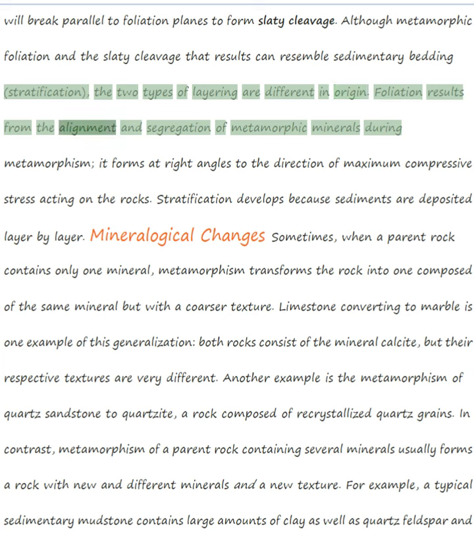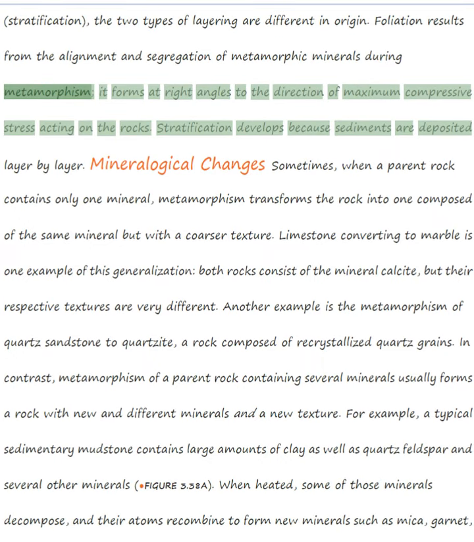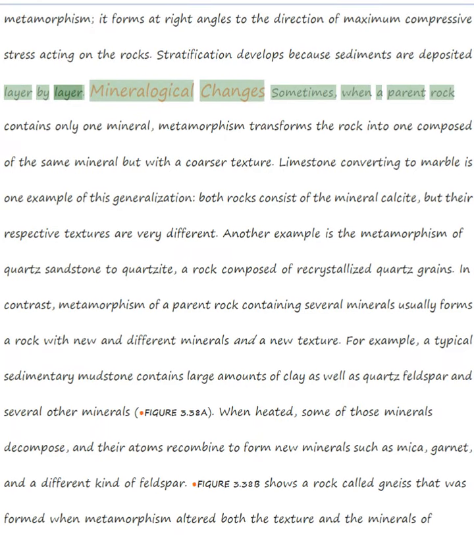Foliation results from the alignment and segregation of metamorphic minerals during metamorphism. It forms at right angles to the direction of maximum compressive stress acting on the rocks. Stratification develops because sediments are deposited layer by layer.